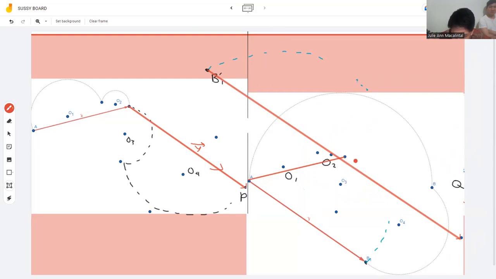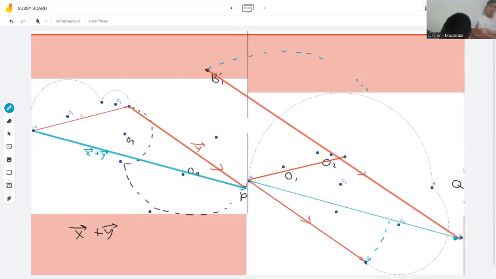So it's also parallel. So then when we add these, wait. So this is original x plus y. So there's this resultant vector from A to P. This is x plus y. And then there's another one here. X, Y.